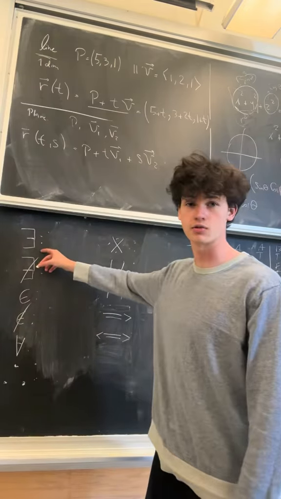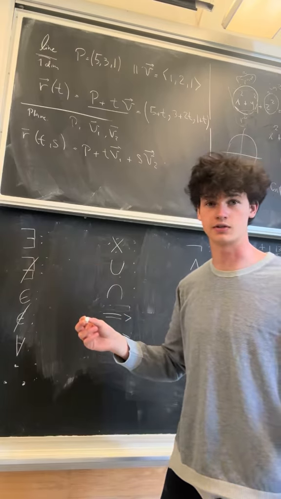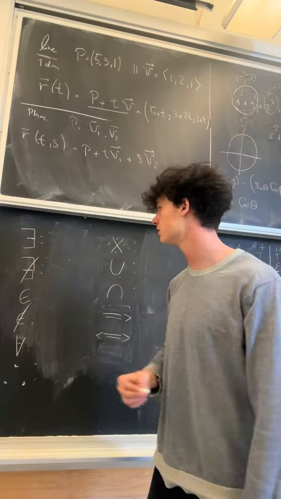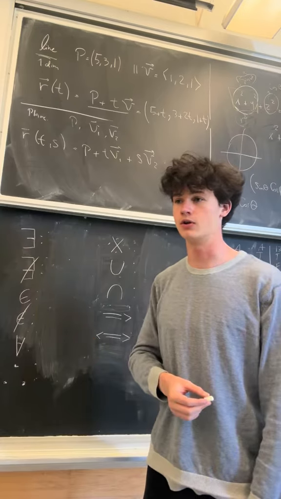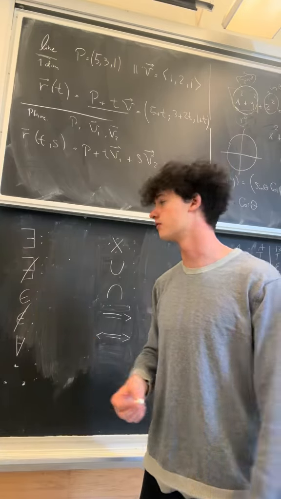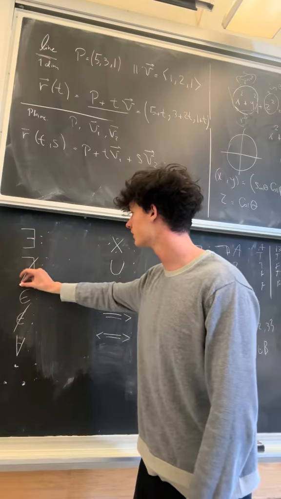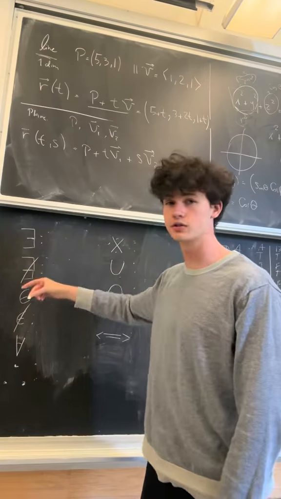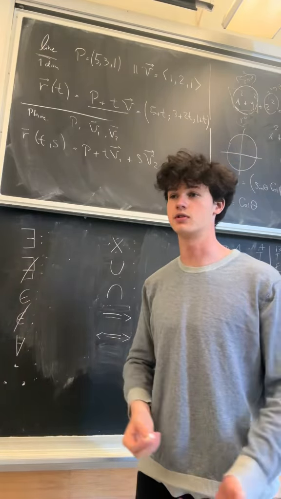So this right here, this backwards E, in English means there exists. So you can say there exists an x greater than 4, then you know that you have an x greater than 4. With it crossed out, this next one just means there does not exist. If you don't have something that exists, you just say there doesn't exist.